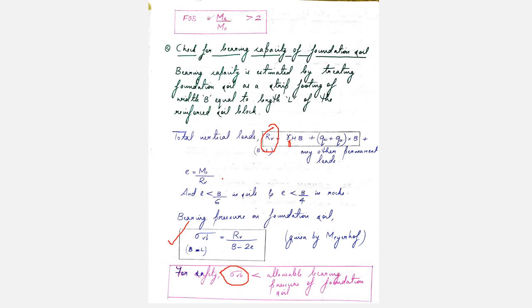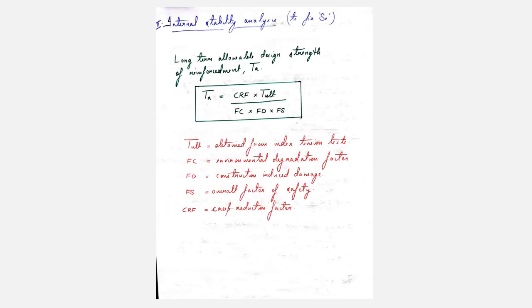Now we will move on to the internal stability analysis. Okay. So once we have fixed the length of the reinforcement through the external stability analysis, the next design parameter which we have to fix is the SV. SV is the vertical spacing between the reinforcements. Okay. Now before that, there is one important parameter that we have to use here.